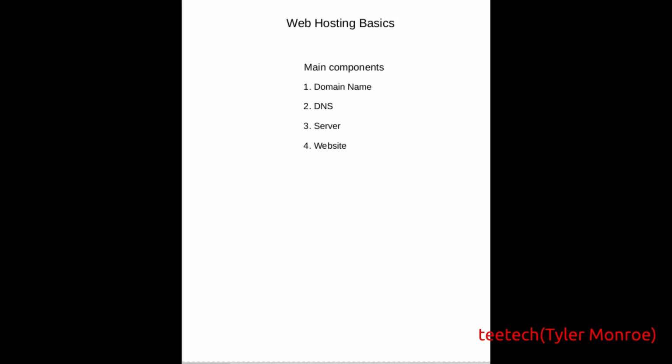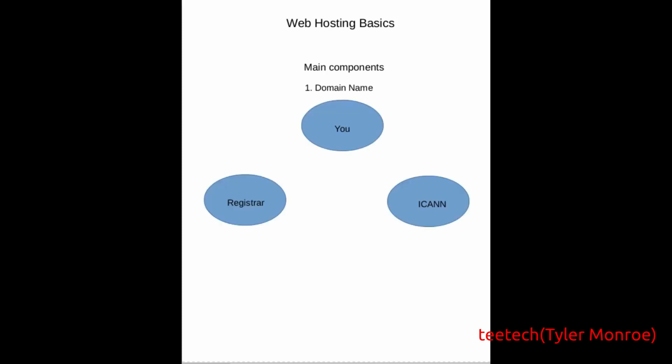On today's episode, we're going to go over the basics of web hosting. So, right off the bat, there's four main components of it. You have the domain name, DNS, the server, and the website. So, we're going to start here with the domain name. The domain name is that name, like google.com, slashdot.com, any domain name that makes it easy to get to a website, because it maps to the IP address.